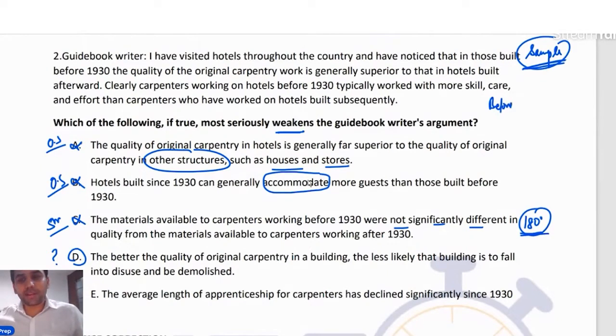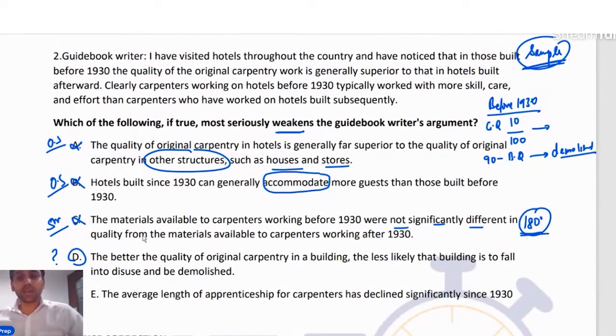And if we talk about the overall structures, let's say there are about 100 hotels that were built before 1930, and let's say 10 of them are of good quality. Now, what has happened because of passage of time is that the bad quality ones, so 90 were bad quality and 10 were good quality. Now, because of passage of time, these 90 bad quality ones have been demolished. If these 90 bad quality ones have been demolished, so when the author visits these hotels, he might just have the best of the hotels to consider, right?